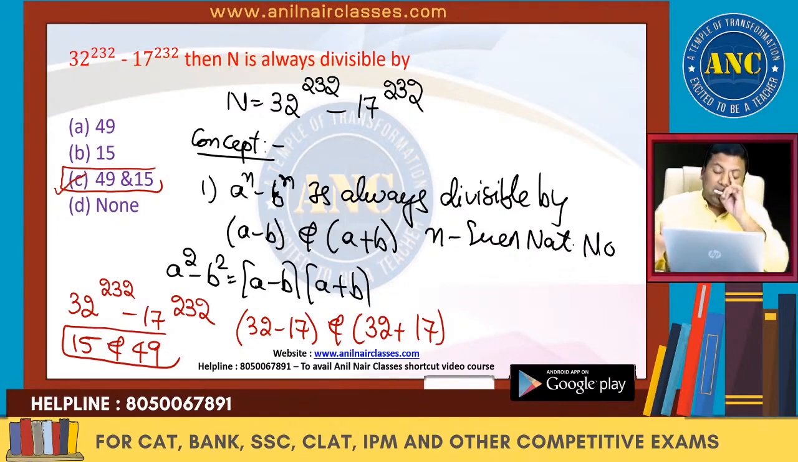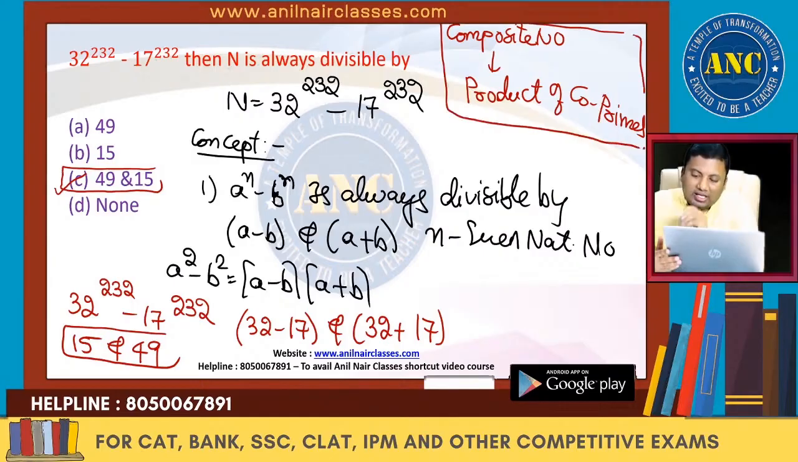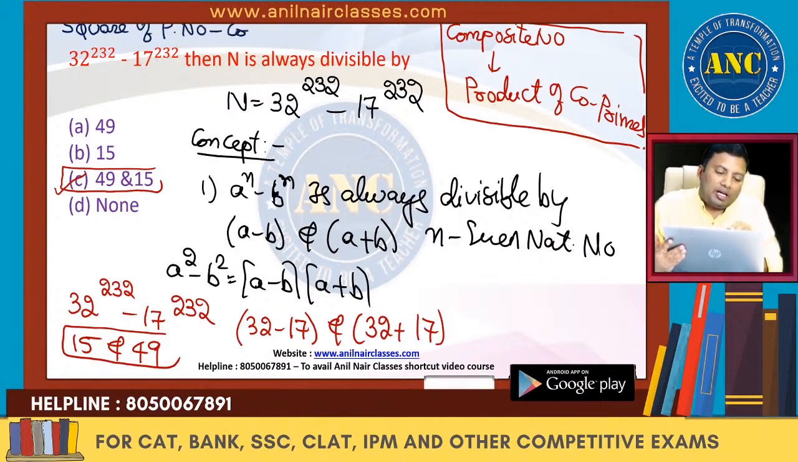Yesterday I discussed one important learning from this question. I told you that any composite number, please write down as a product of coprimes. There is an exception to this case. To discuss that exception, we discussed this concept: the square of a prime number. A square of a prime number is nothing but a composite number, but it cannot be expressed as a product of coprimes.